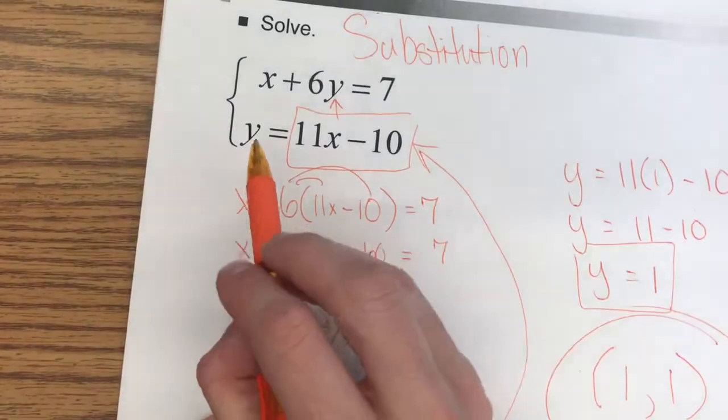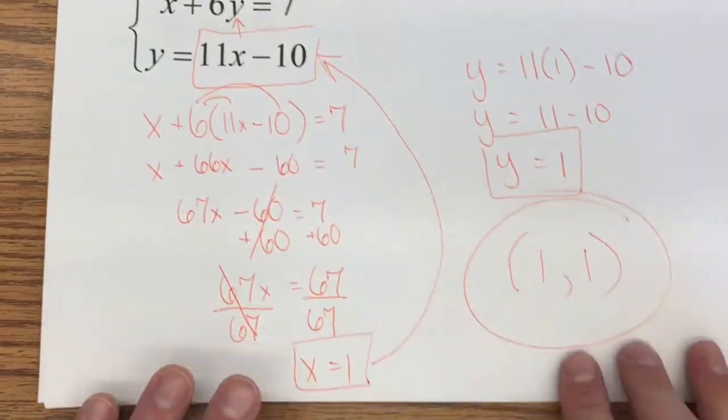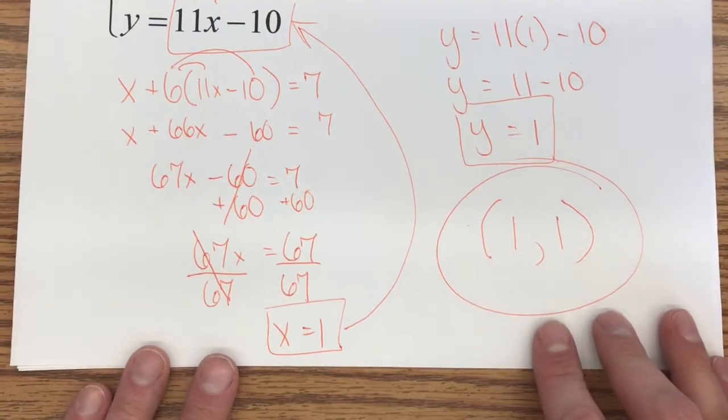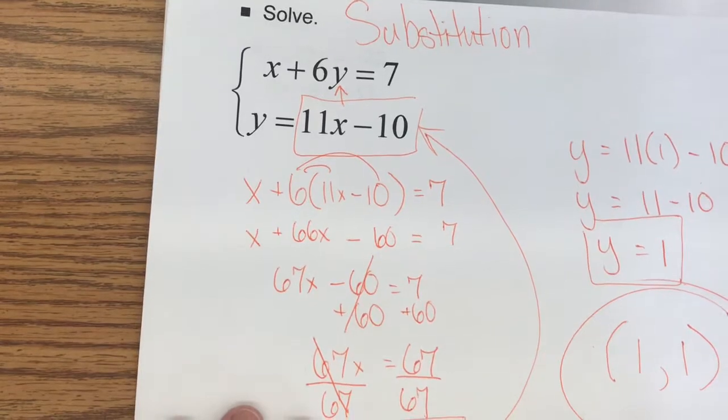So again, since y was all by itself, substitution seemed to be the way to go. By doing it, I got a nice perfect answer of 1, 1. Like I said, you could do elimination, you could do graphing, but substitution is the easiest way to go.